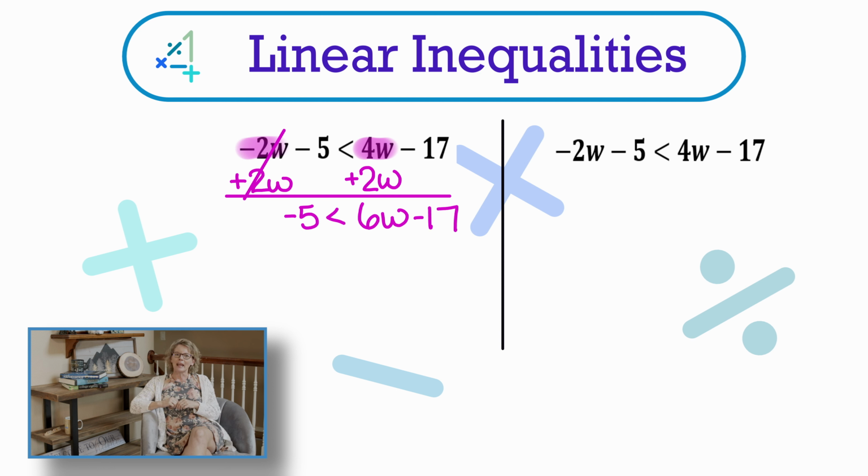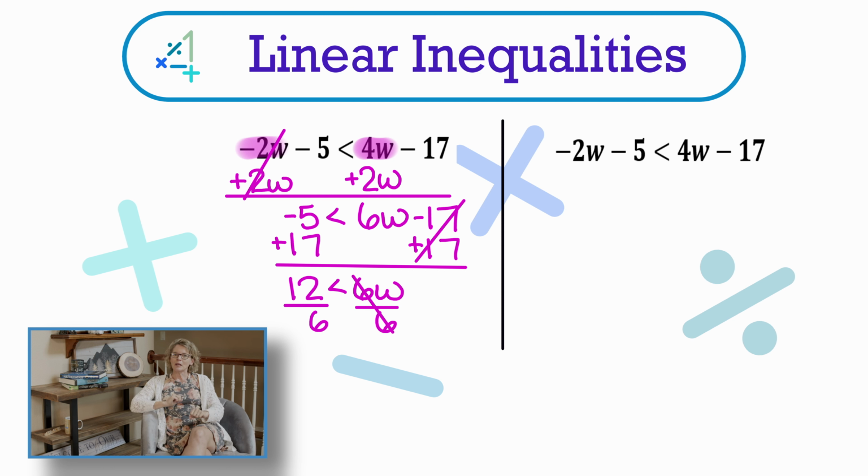Quickly, I'm at -5 is less than 6w minus 17. Add 17 to both sides here and here. 12 is less than 6w. No flipping when we add to both sides. Lastly, divide both sides by 6. Because it's a positive 6, again, no flipping. The answer is 2 is less than w. Or I may change the order, making sure the alligator eats the same thing, for w is greater than 2.